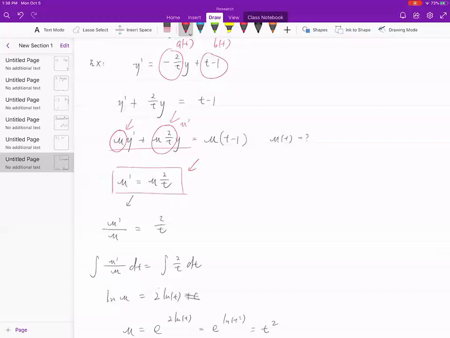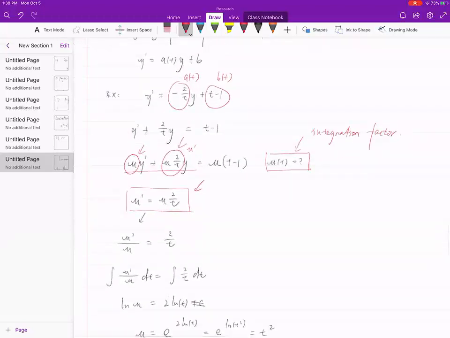Okay. Then our job is to try to find the correct mu. Once we find that and multiply it, the whole thing becomes solvable. Sounds good? This mu is called the integrating factor. Okay, so that's how we do this example.